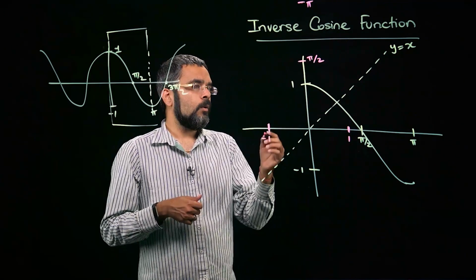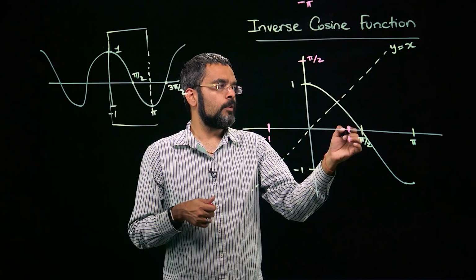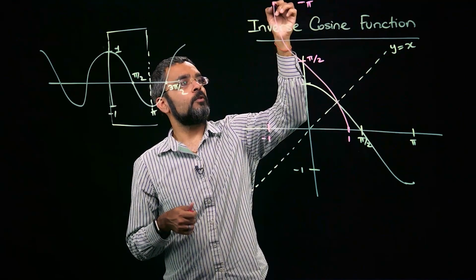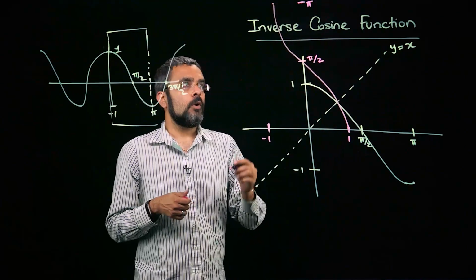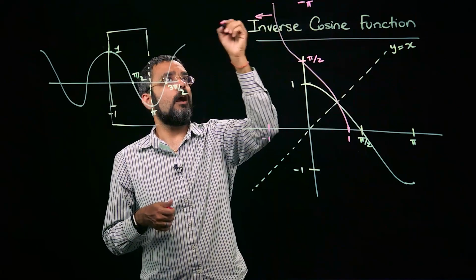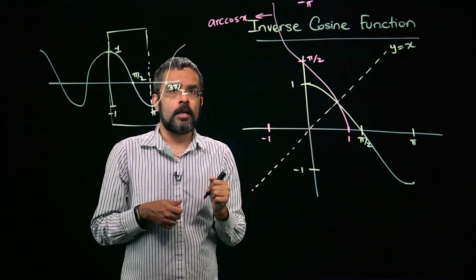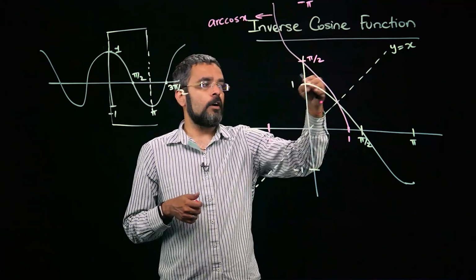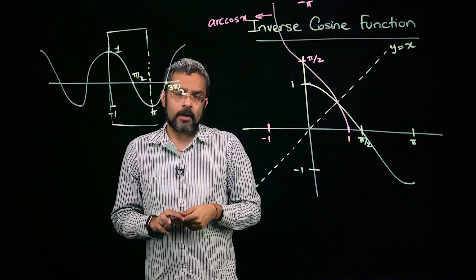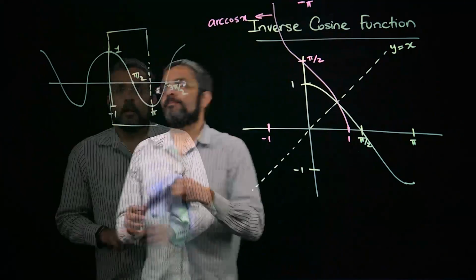Okay, so now my function is going to go this way. If I reflect it, it's going to go this way. Okay, so this pink curve here is going to represent our cosine inverse. So this would be the graph of the inverse function for cosine of x. Okay, so before we get to Desmos, let's go ahead and define this function properly. And so here's how we define the function.